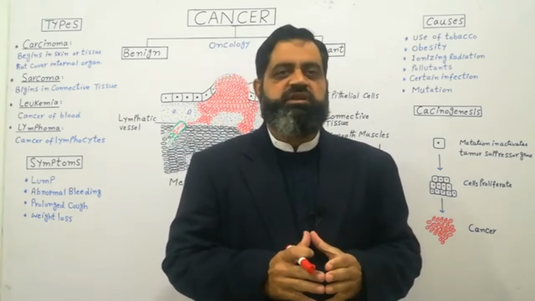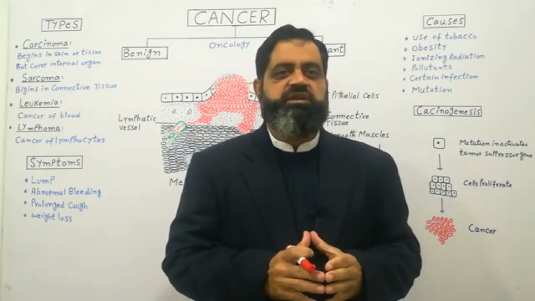It can reach the stomach, pancreas, ovary, colon, rectum, or any other part of the body, and they start multiplying over there and make tumors. This condition is very severe and can cause the death of the person.